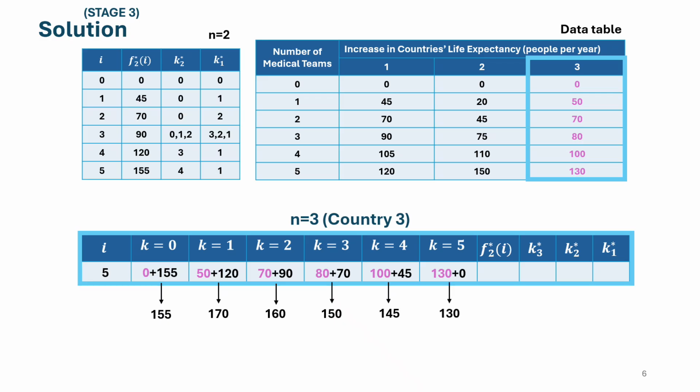By comparing these outcomes, we see the maximum return is 170. This is achieved when we allocate 1 team to country 3. This is our optimal decision.